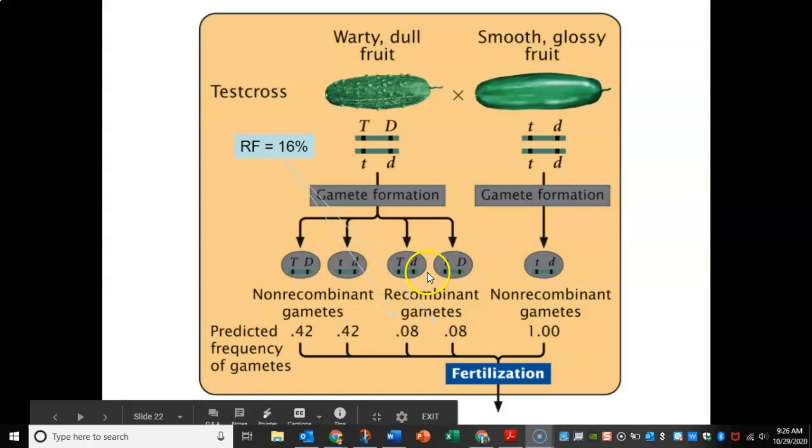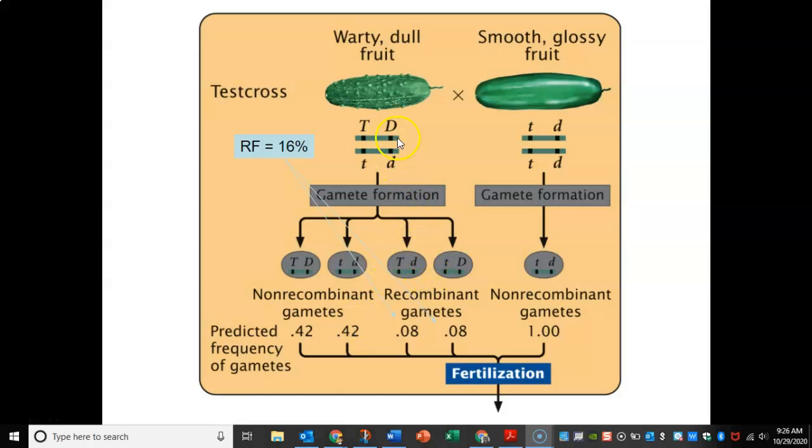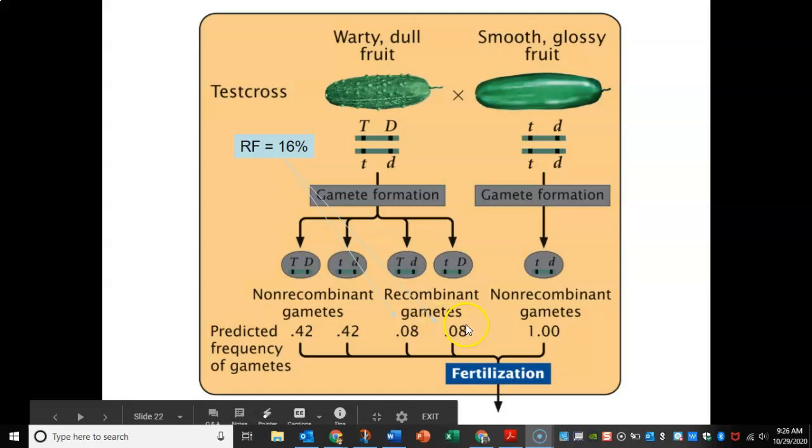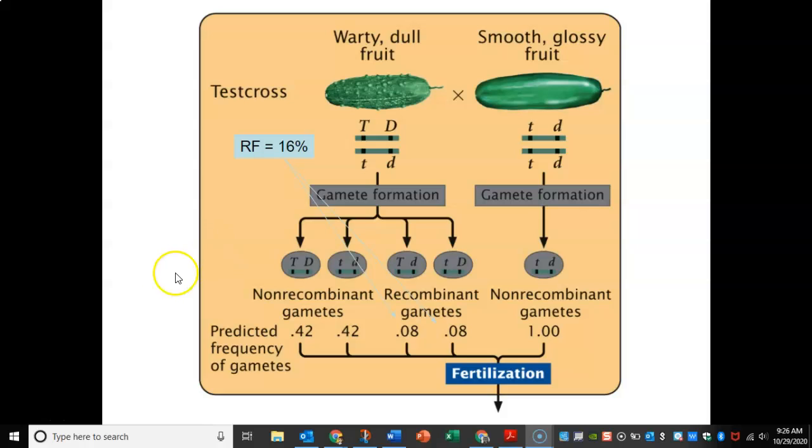But you also have your recombinants. And to figure out recombinants, you just swap the last two letters. So it would be capital T, lowercase d, which is not what you see here. And that is a recombinant. And then lowercase t, capital D, again, not what you see in the parent, it's the opposite. So that is a recombinant. And then based on this, you can tell that the recombinant frequency is 16% because 0.08 plus 0.08 is 0.16 times 100 is 16%. So the recombinant frequency of this is 16%.